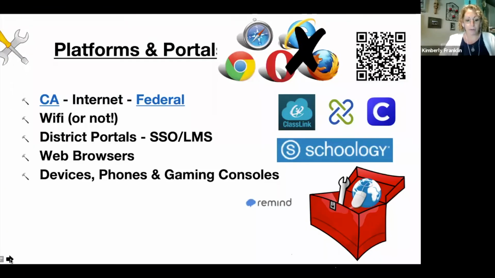Platforms and portals. So of course, students having access equally to learning isn't always simple during this time because we haven't worked out all the kinks with children getting the internet yet. I did put a couple of links on here for California and federal programs that they do have. Some are free and some are for reduced cost of the internet.